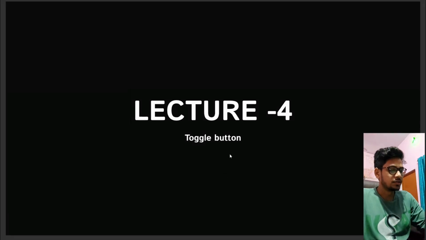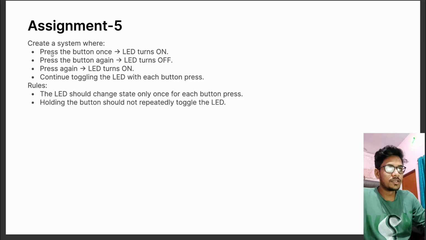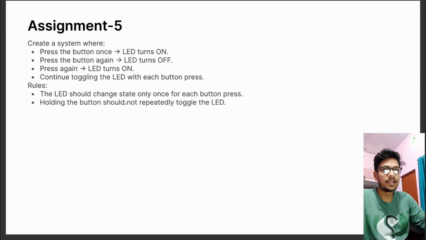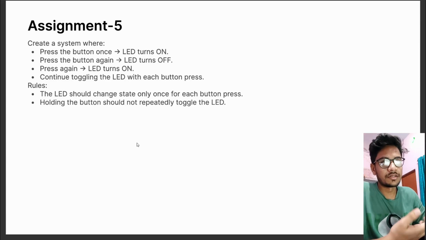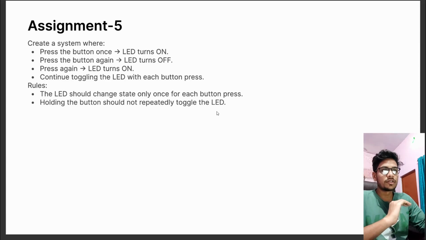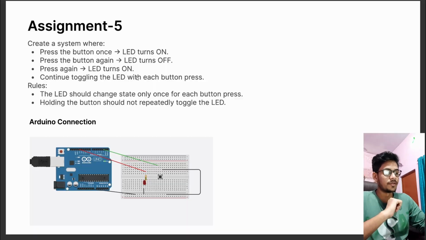It's a toggle button, and what do we have to do in this? This is assignment 5. We have to create a system where, when we press the button once, the LED turns on; press the button again, then the LED turns off; press again, then on, and then off. So we have to build this. What is the rule? The LED should change state only once for each button press. Holding the button should not repeatedly toggle the LED. Okay, so this is assignment 5.